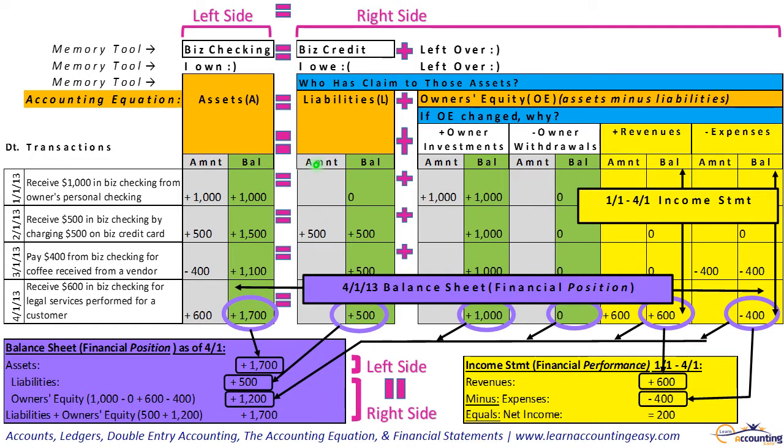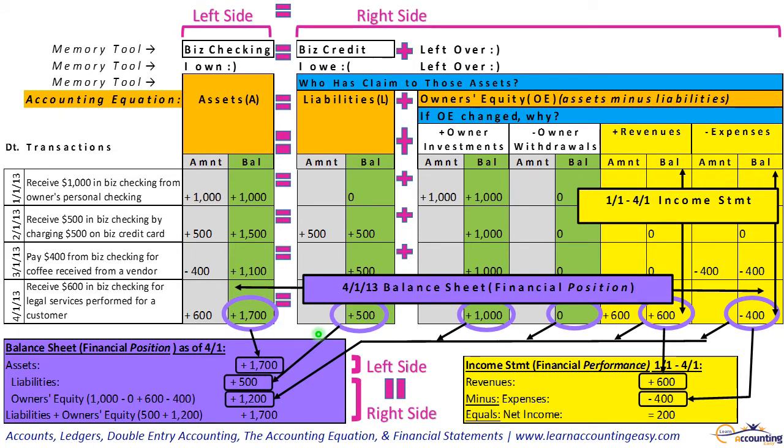But since in each of our transactions we have recorded the same amount on the left side as we did on the right side, so that the accounting equation is always in balance, we always expect the top side to equal the bottom side, just as we expect the left side to equal the right side. So that's basically the balance sheet in a nutshell.